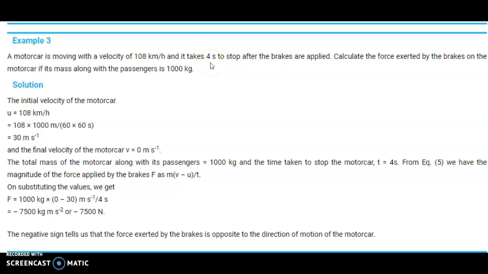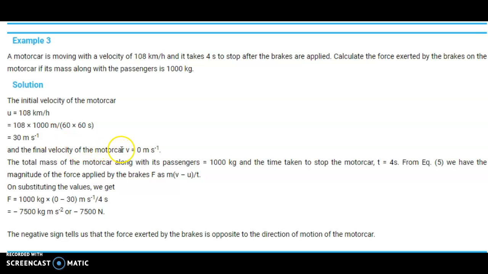So first of all, you have to change the unit into SI unit, that is, kilometer per hour will be changed into meter per second. We have already studied this in chapter 8. So kilometer will be changed into meter by multiplying by 1000, and hour will be changed into seconds, that is 60 into 60, which is 3600. So the initial velocity of the motor car u is equal to 108 kilometer per hour, that is 108 into 1000 upon 60 into 60. This gives the answer, that is 30 meters per second.